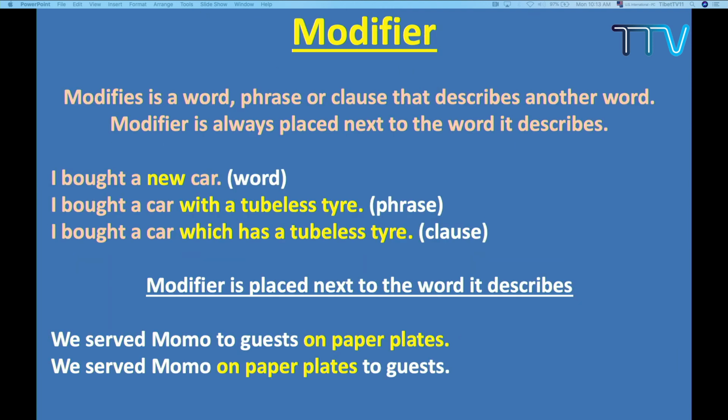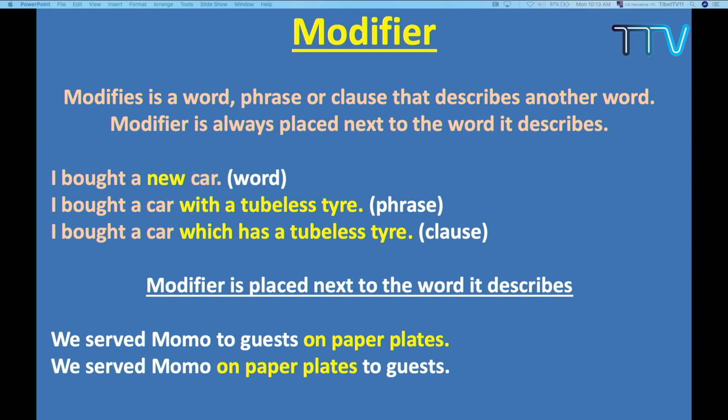Now, the last one, let us talk about modifier. The word modifier, you can get the meaning: a modifier modifies, changes. A modifier can be a word, a phrase or a clause. You all are familiar with what a phrase is, what a clause is. You got it? A modifier describes another word.